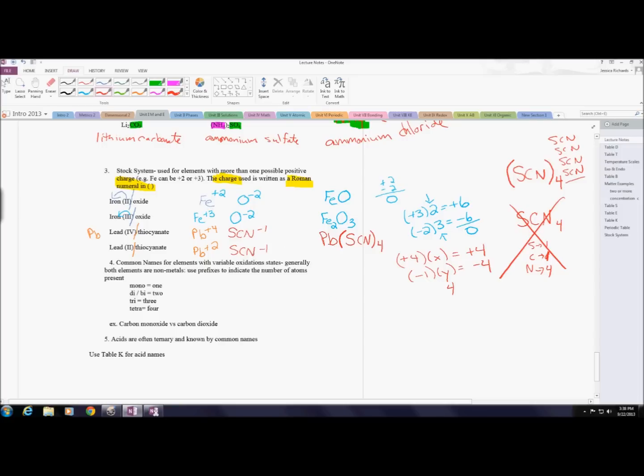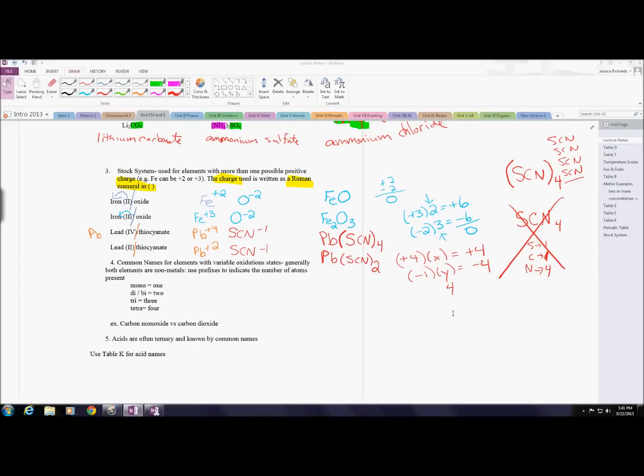For the lead(II) thiocyanate, it's going to be the same math, but instead of +4, you are trying to get to a least common multiple of +2. So for every 1 lead, you're going to need 2 thiocyanates. But you're also going to have to turn a formula into the correct name.